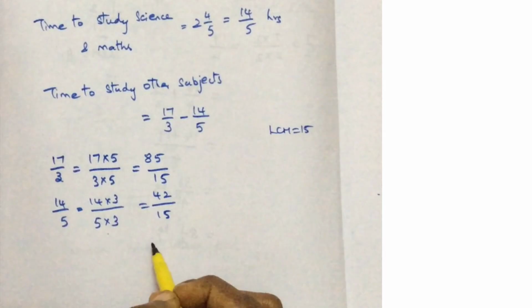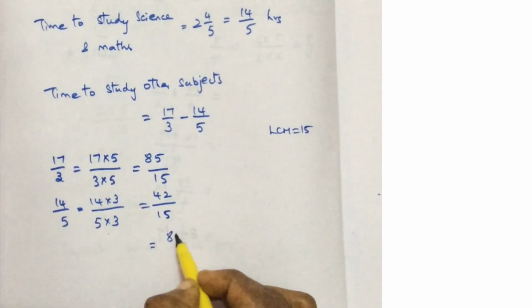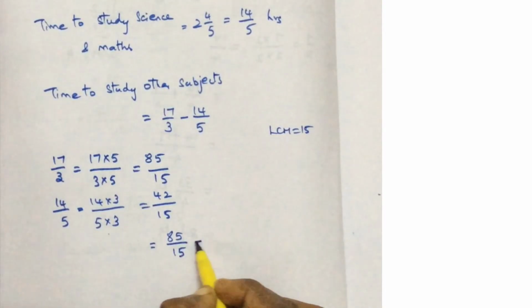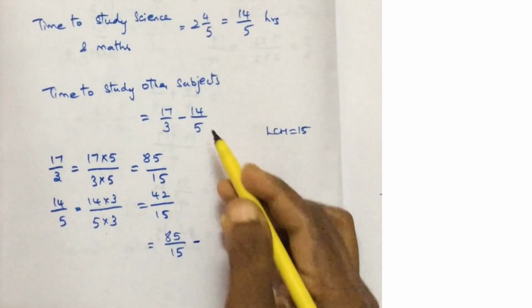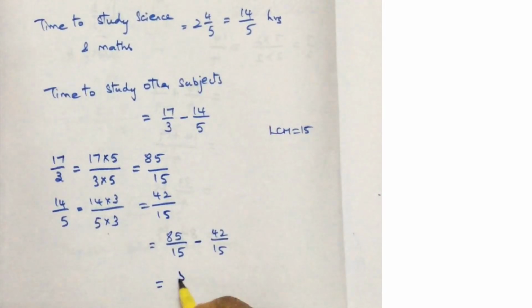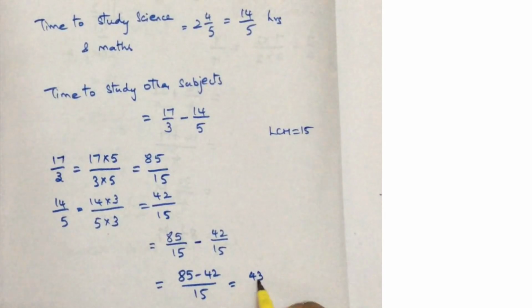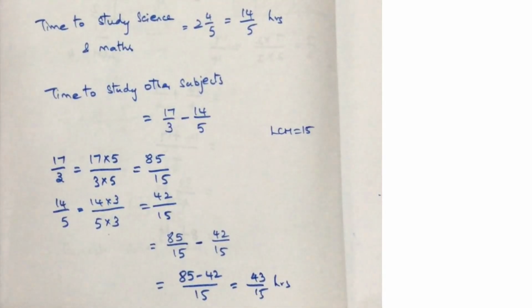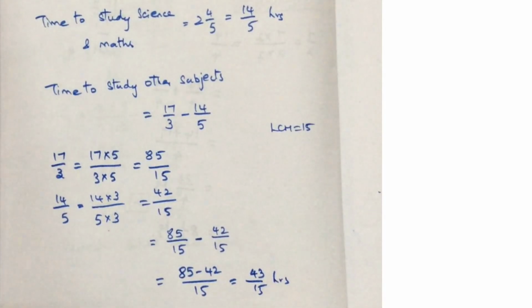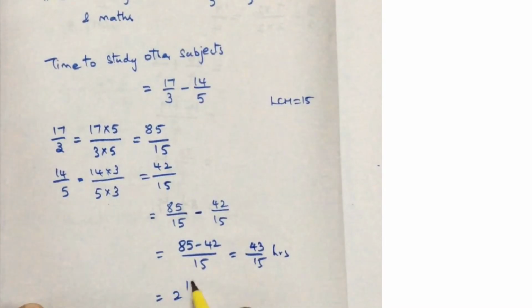Okay. So instead of this 17 by 3, I can substitute 85 by 15 minus, instead of this 14 by 5, I can substitute 42 by 15. That is equal to 85 minus 42 by 15, that is equal to 43 by 15 hours. 43 by 15 hours, if you want to represent in mixed fraction, that is equal to 2 13 by 15 hours.